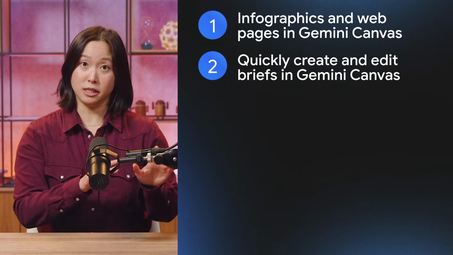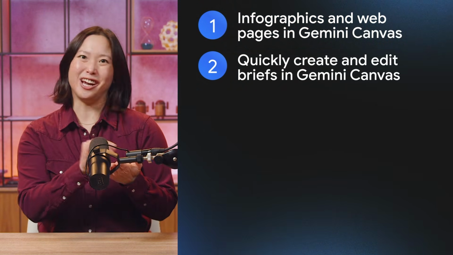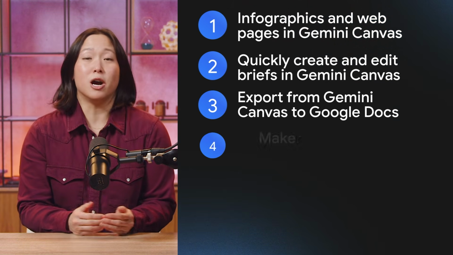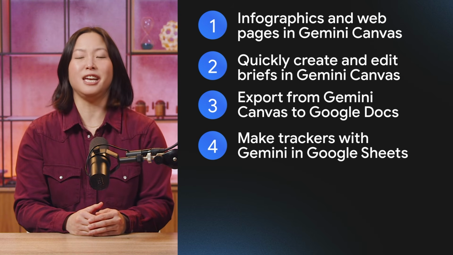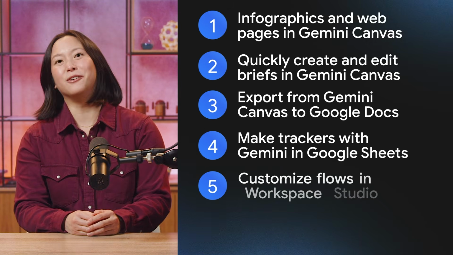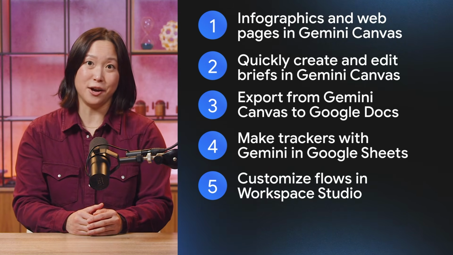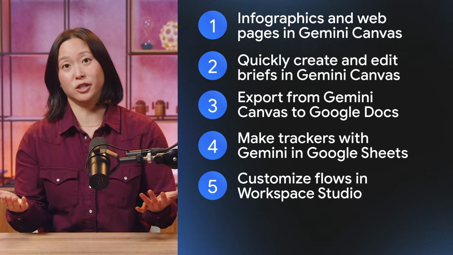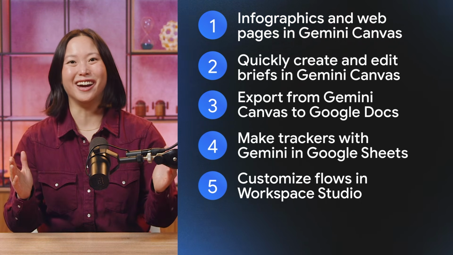Canvas can also help you tackle the blank page. For example, turn scattered notes into briefs, iterate on the draft, then export to Google Docs to work with your teammates. You can also make project trackers in a pinch in Google Sheets, even if you're starting with messy meeting notes. Finally, tackle any repetitive task with Workspace Studio. Customize your own AI automation, whether it's for email, calendar, or approval logistics and more. No coding required. These are just a few examples of how to work more efficiently with Gemini to spark ideas on what might work best for you. Head on to the next video to learn more productivity tips.